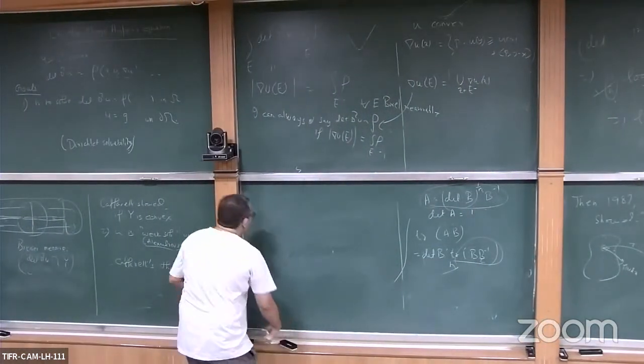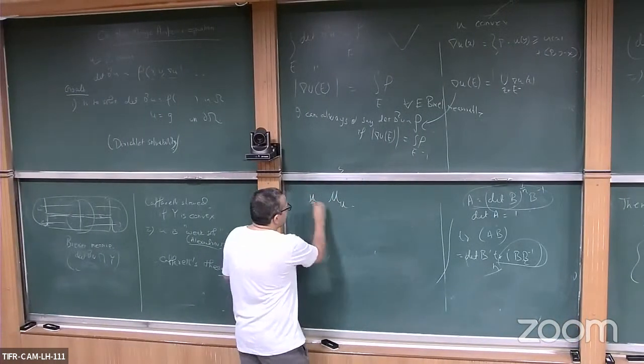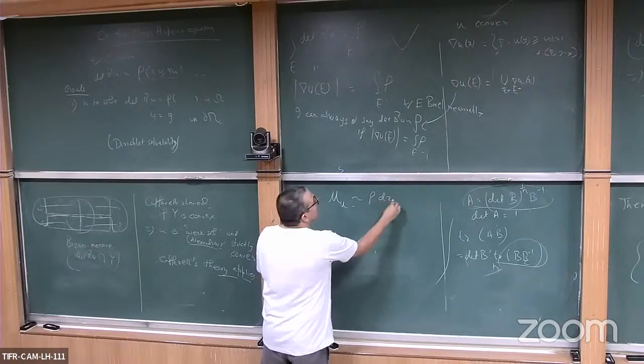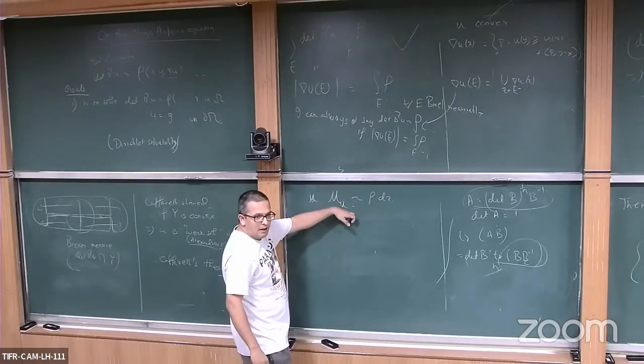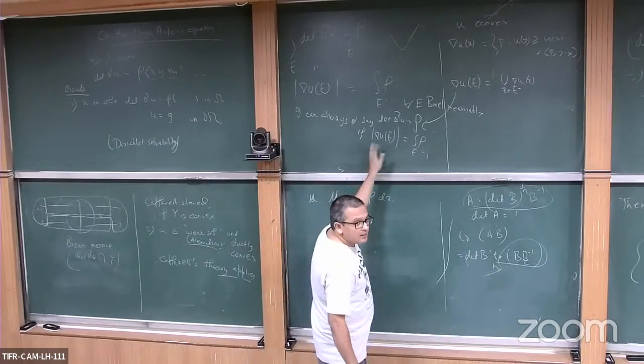As Debabrata did, for a u, I will define the Monge Ampere measure like f dx. I find it difficult to write. Okay, this is how I will represent it. And what this means is that when I integrate this, this is what I have.